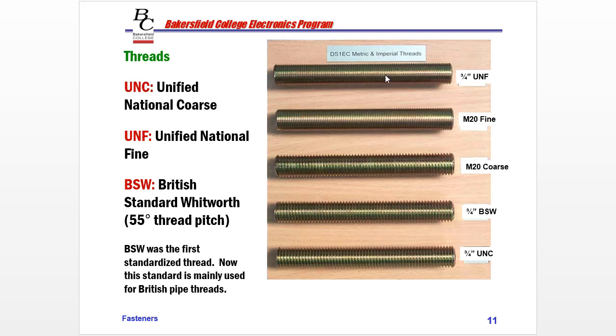So you can see here is a 3/4 inch, so its major diameter is 3/4 inch, and it's Unified National Fine right here, UNF. And then here is a coarse thread right here. So the difference between a fine thread and a coarse thread is actually the distance between the crests. You can see that. These three on the bottom are coarse, and these two on the top are fine. This just happens to be a metric fine thread as opposed to a Unified National Fine thread.